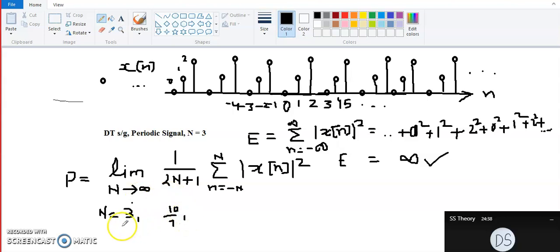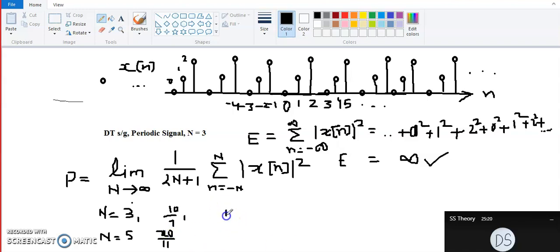If N is 5, then what will be the sum? If N is 5, we take 5 samples on this side and 5 samples on that side, from -5 to 5, which is 11 samples, so 1 by 11 into the sum from -5 to 5. -5 is this and +5 is this. So the sum will be 5 plus 5, 10, and 5 plus 5, 10. So 10 here, 10 here. So the answer will be 20 by 11. Okay?